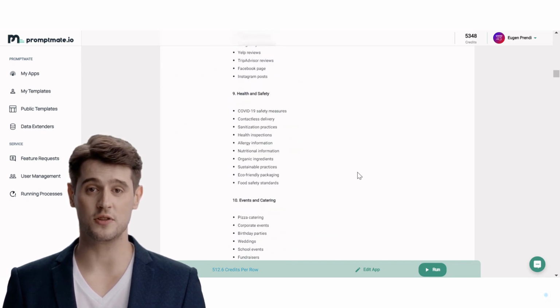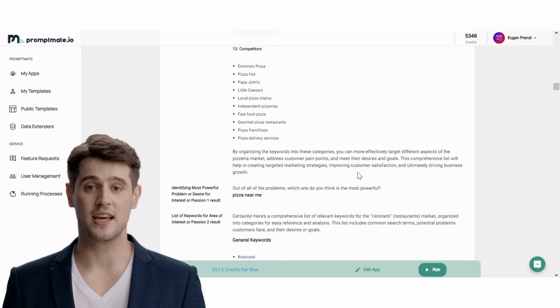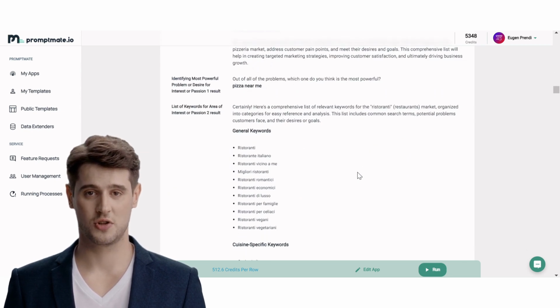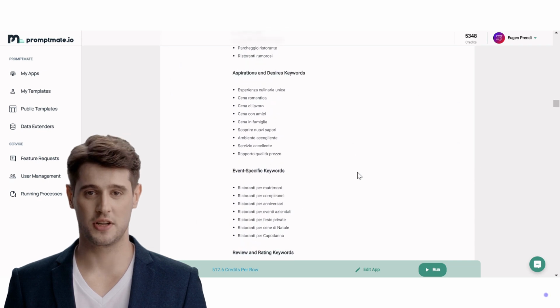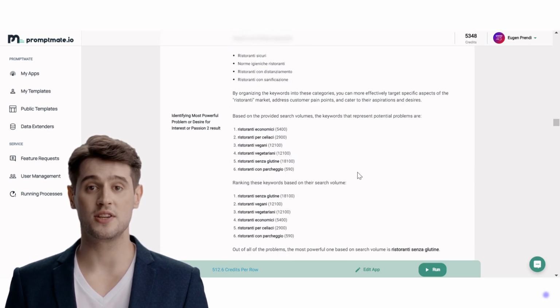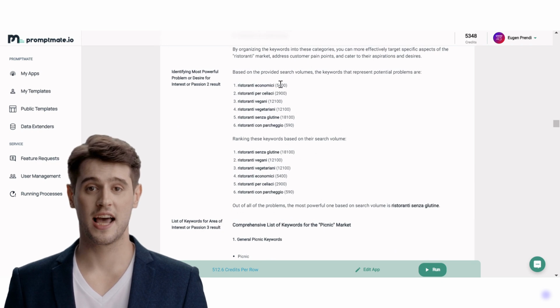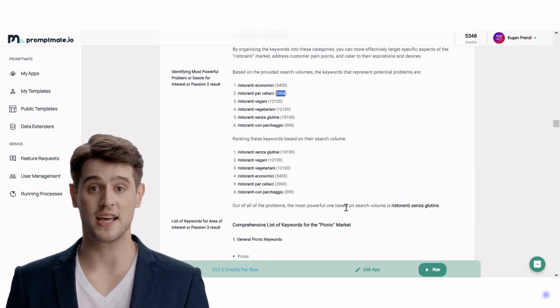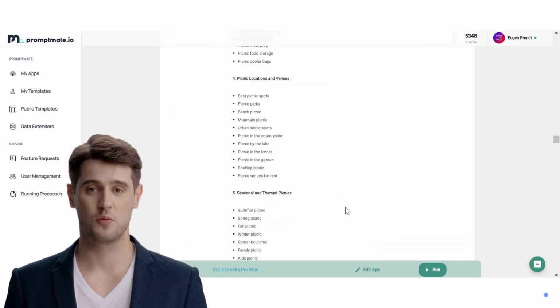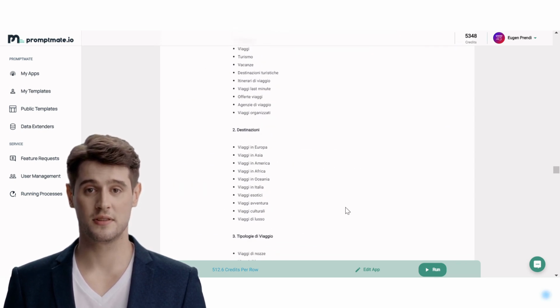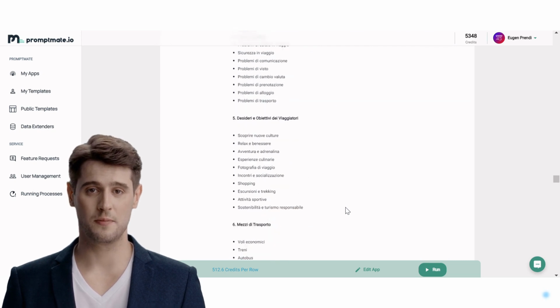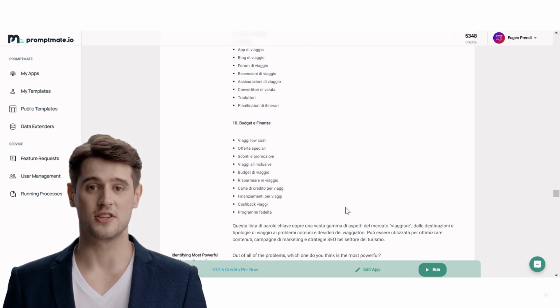niche offer tailored for you, based on your areas of interests and passions, and based on your top 5 skills. It begins by generating a list of keywords for each one of the 5 areas of interest or passions. Then, thanks to our Google Search Volume data extender, we'll rank each keyword based on the monthly searches each one of them has. The higher the number, the more relevant the problem or desire is to the niche.